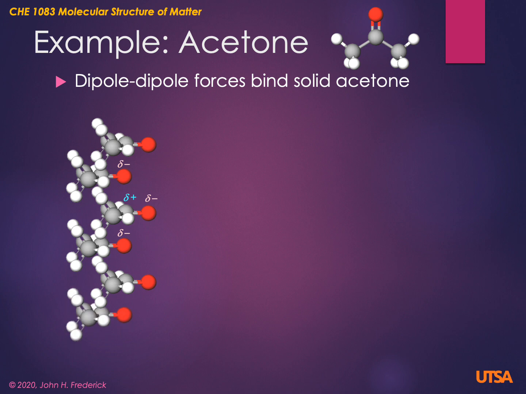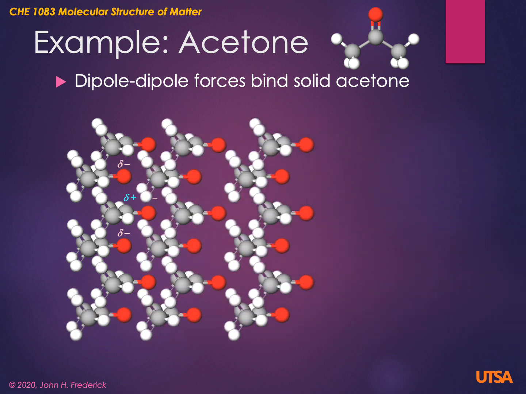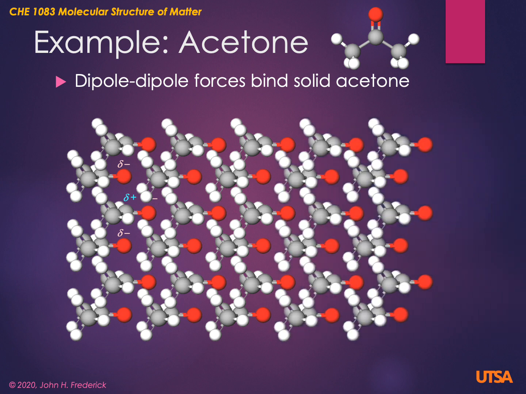Then we might add a couple more and a couple more. Then we might add another row of these, and another row, and another row. And you can get an idea here of how a solid might be built up out of acetone, but all of it's held together by these very weak dipole-dipole forces. So in fact, when we try to melt acetone, we don't have to heat it up very much. It melts at 179 Kelvin. And for those of us who've worked with it in the lab, it's a liquid at room temperature. So clearly it doesn't have very strong intermolecular forces.